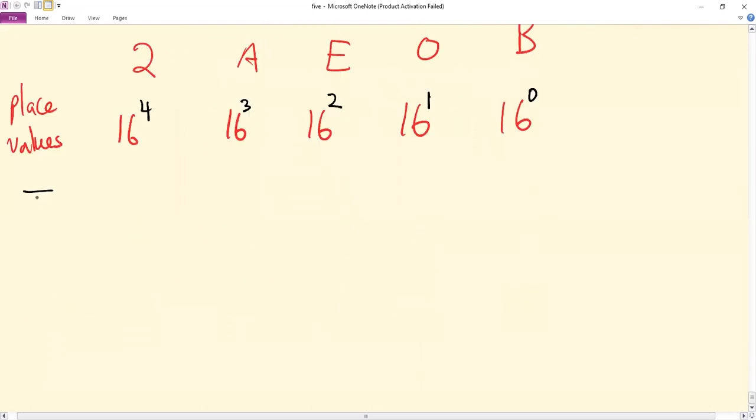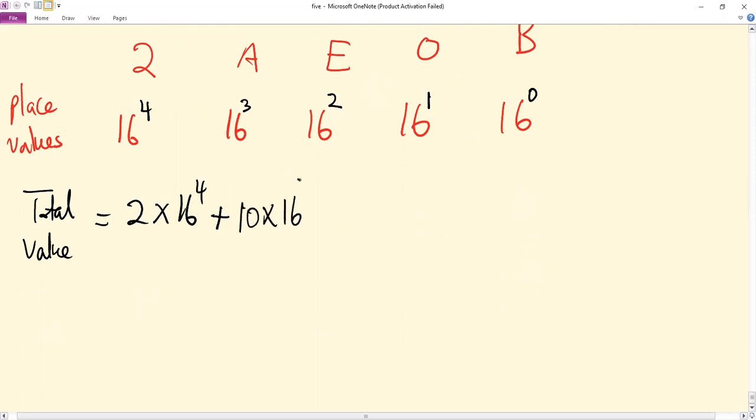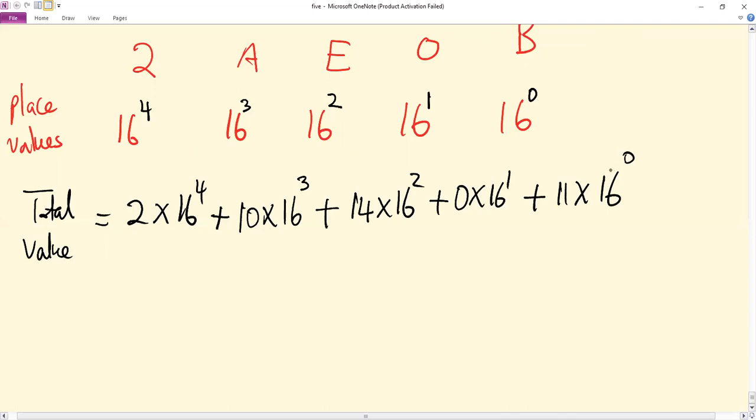So the total value will be 2 times 16 power 4. Now A in this number system represents the value of 10. So it will be 10 times 16 power 3, plus E represents 14 times 16 power 2, plus 0 times 16 power 1, plus B represents 11 times 16 power 0.